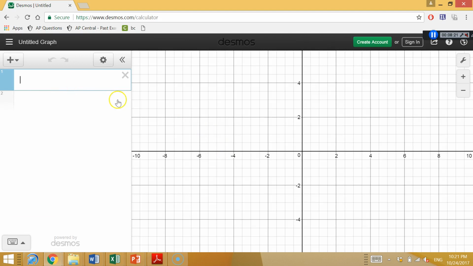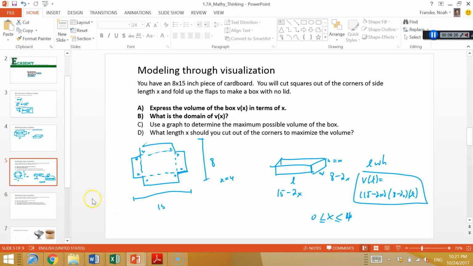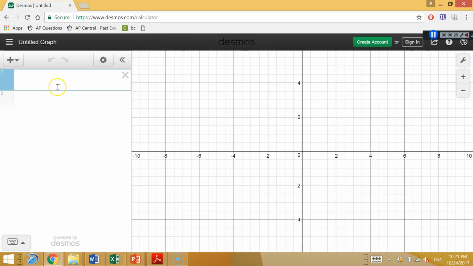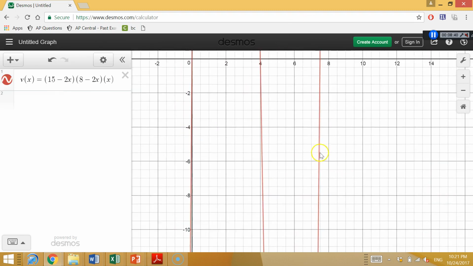So I've got a graph ready to go here. I'm going to graph v of x. So v of x, if we come over here, was 15 minus 2x, 8 minus 2x, and x. So I'm going to do v of x equals 15 minus 2x times 8 minus 2x times x. Okay, so now we see we've got some kind of a cubic polynomial here, which makes sense.